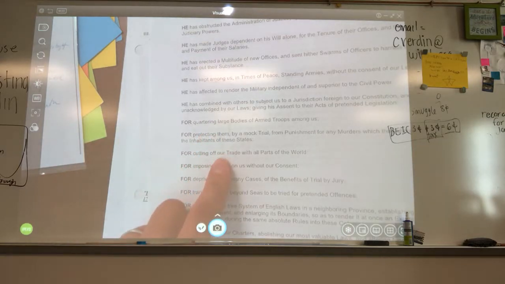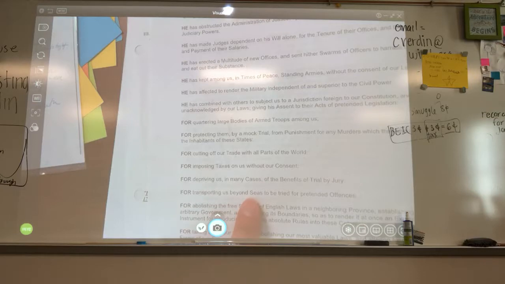For cutting off our trade with all parts of the world. What are they upset about? Is it that they could only trade with England? Mercantilism. For imposing taxes on us without our consent. Haven't we heard that time and time again? For depriving us in many cases of the benefits of trial by jury. What are they upset about? Not a fair trial. What was that court system? Starts with A. Admiralty courts, where you are guilty until proven innocent, and there's no jury, there's only a judge. For transporting us beyond seas to be tried for pretended offenses, which was what happened in Boston with the Intolerable Acts.